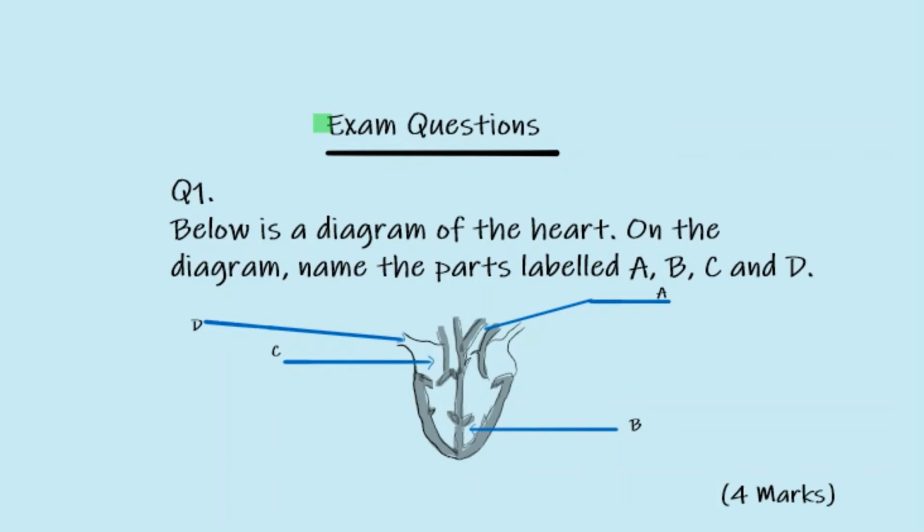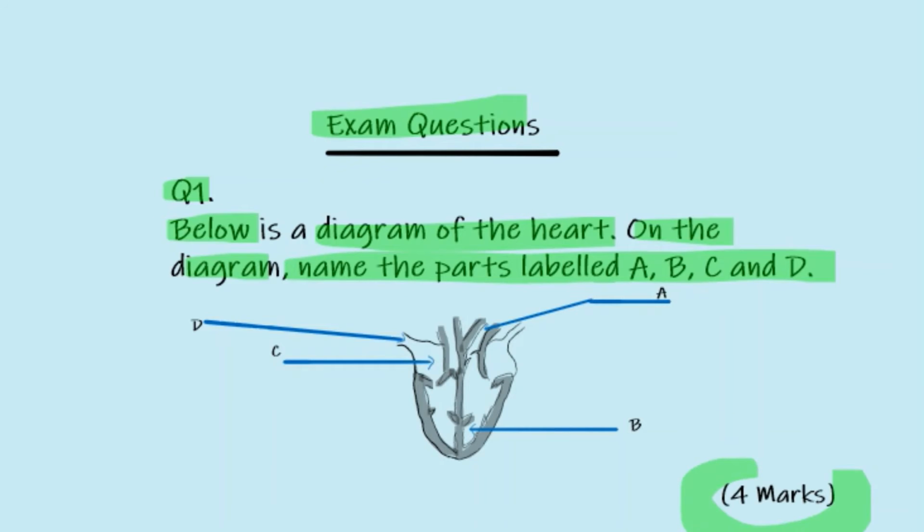This brings us to the last section, exam questions. Question 1. Below is a diagram of the heart. On the diagram, name the parts labelled A, B, C and D. This is worth 4 marks.